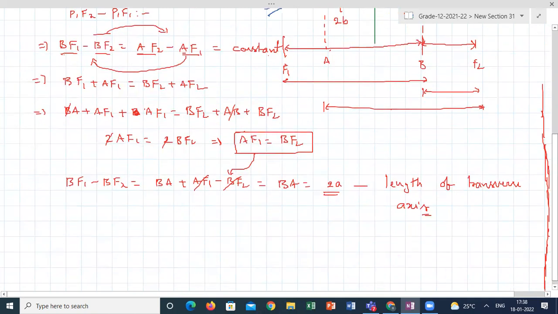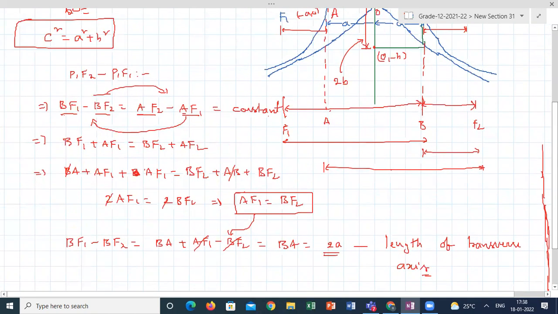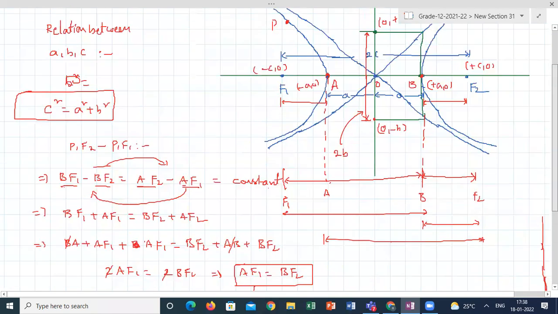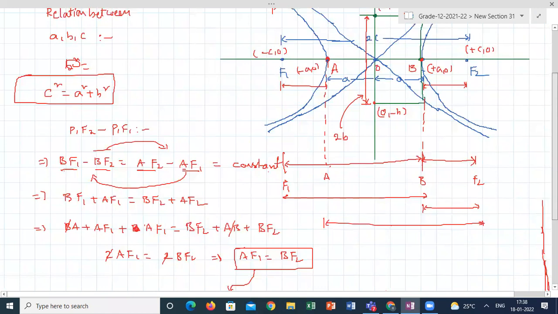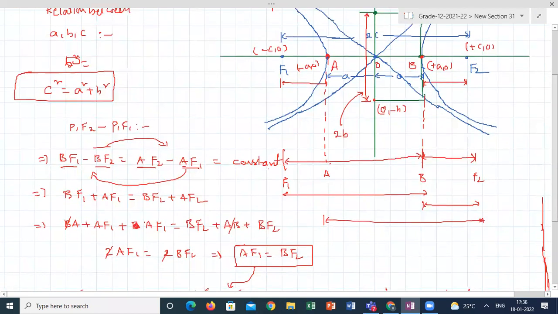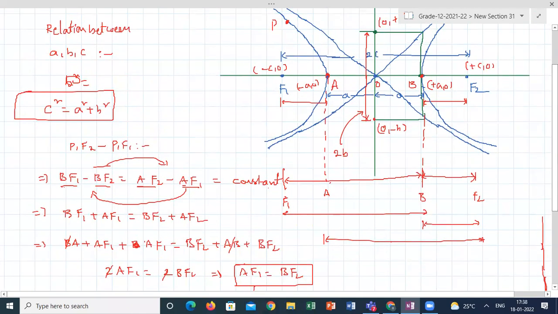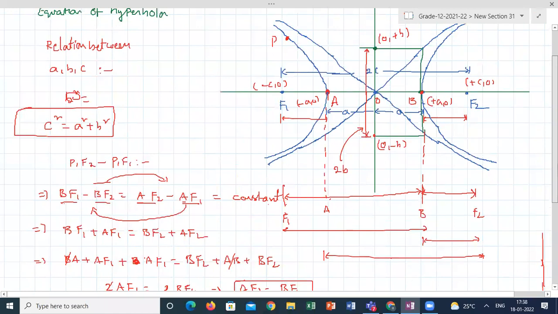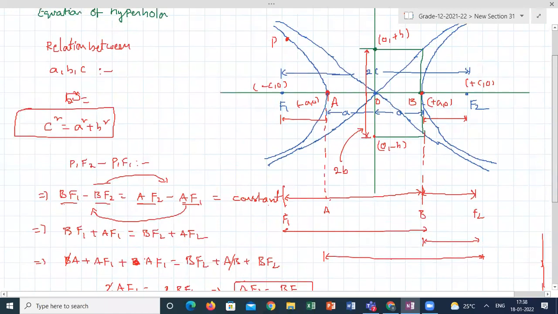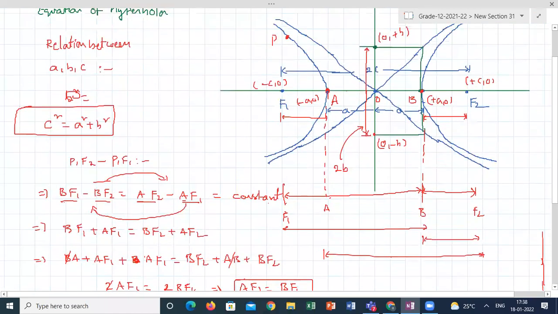Sir, can we directly say that a is the distance from the origin, as in all the cases, parabola and circle also? Correct. Here, a is the distance from the origin to the vertex, not to the focus. See, a is the distance from here to here only. This is a. From here to here, it is c.